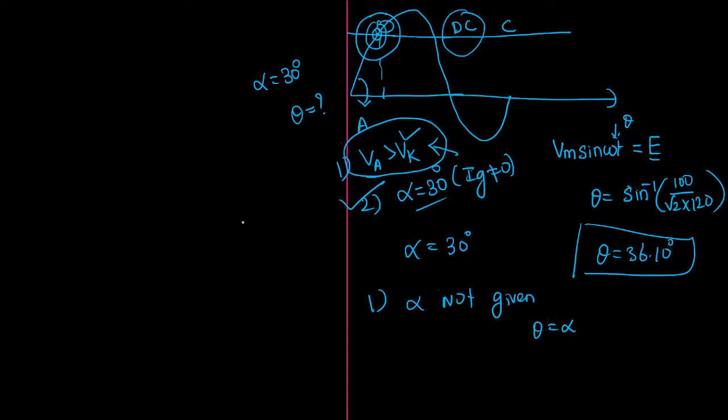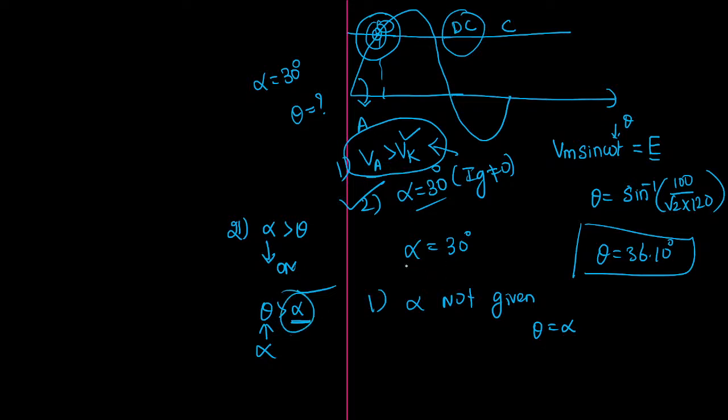And the second case: if the value of alpha is greater than the value of theta, then the thyristor will turn on. Consider this your firing angle; this is the point where the thyristor will turn on. Suppose the value of theta is greater than the value of alpha, then theta is the point where the thyristor is going to turn on. You should not immediately consider that at alpha equal to 30 degrees the thyristor will turn on. No. Now what is the firing angle? Theta will be acting as the firing angle. This alpha you should ignore.